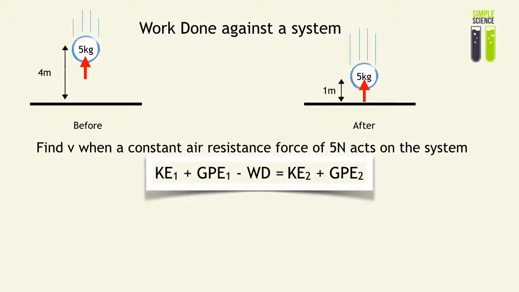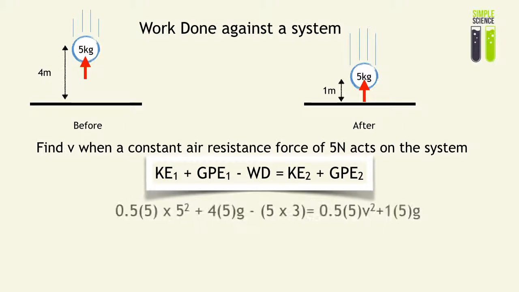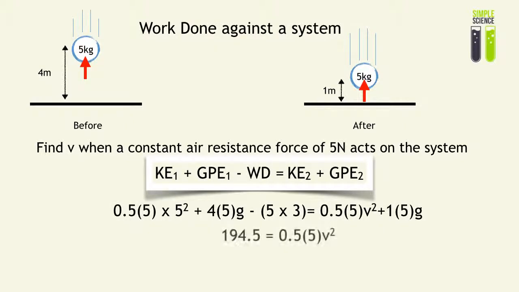Now let's look at the same situation but with a force. Find V when a constant air resistance force of 5 newtons acts on the system. You equate that, and you get KE1 plus GPE1 minus work done is equal to KE2 plus GPE2, the equation we just learned. Remember, this has to be work done against the system. You substitute the values in, and you get a V value of 8.82 meters per second. And what do you know? This speed is less than the speed that we calculated without the air resistance.